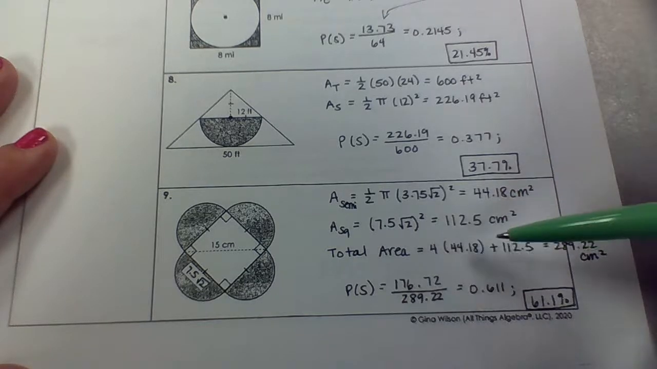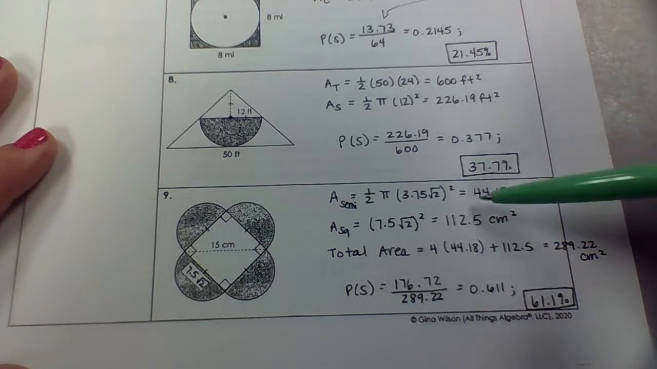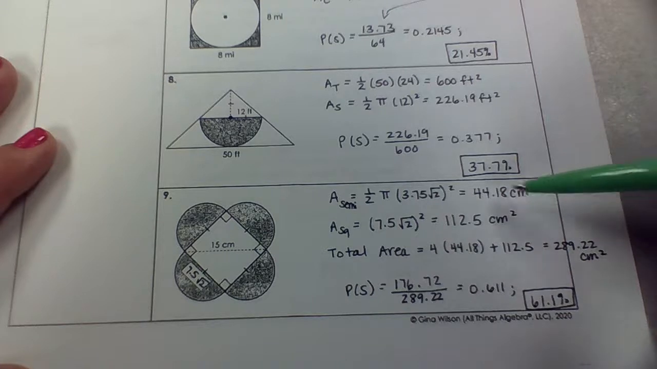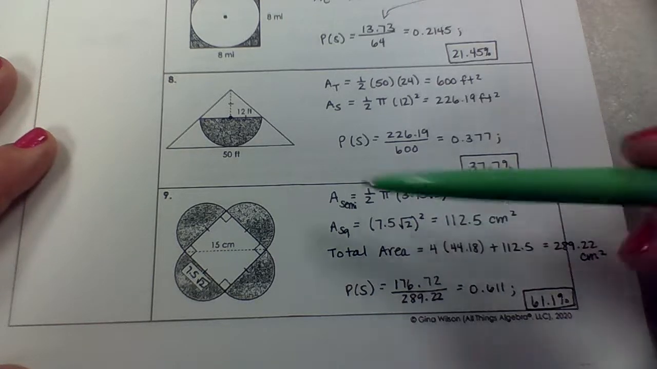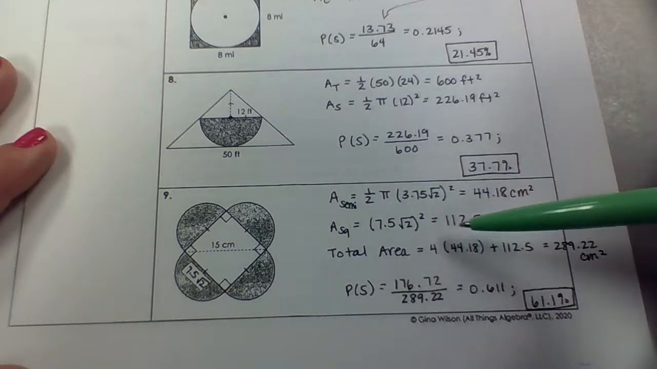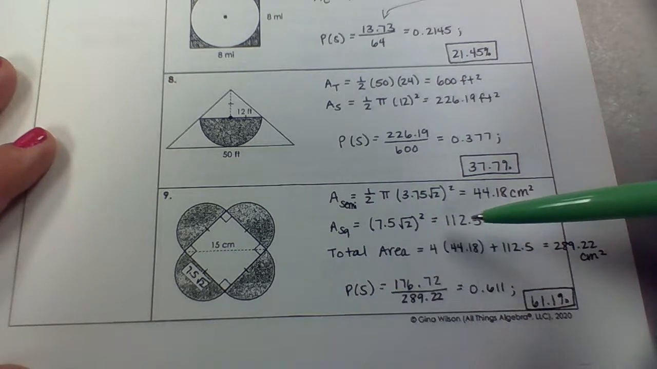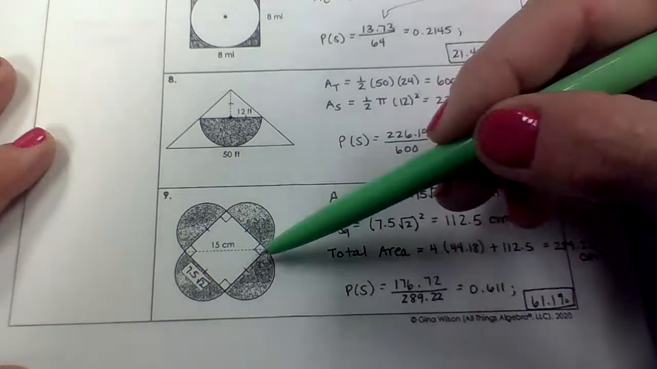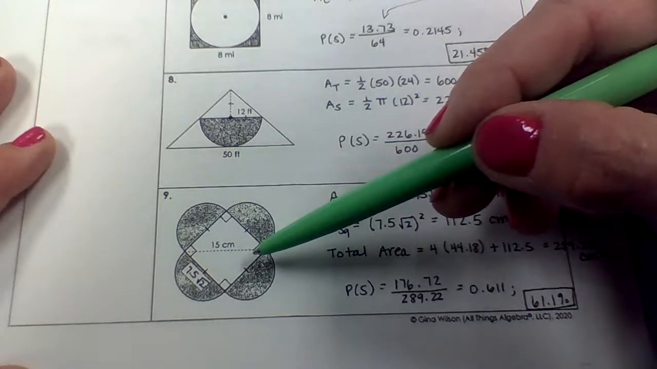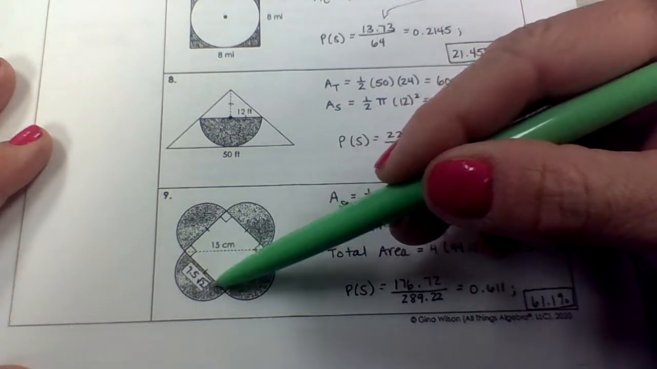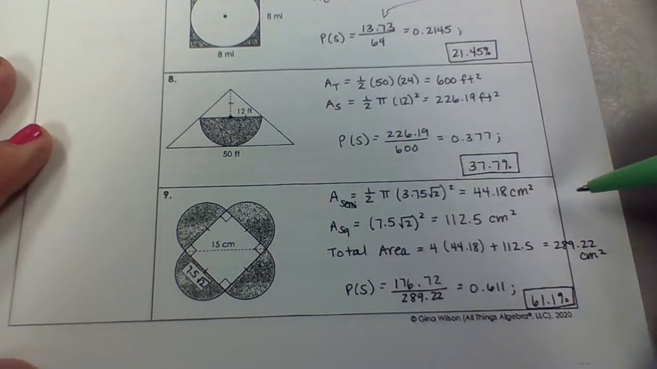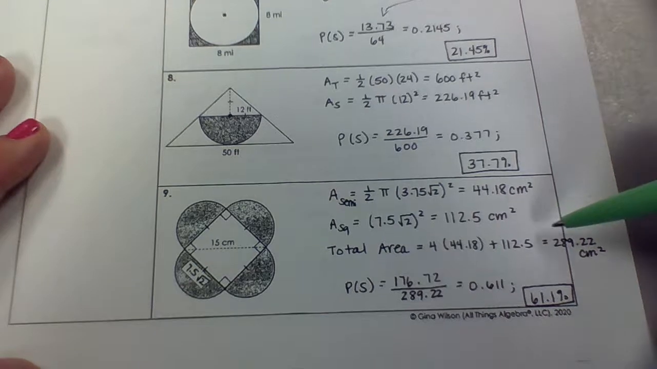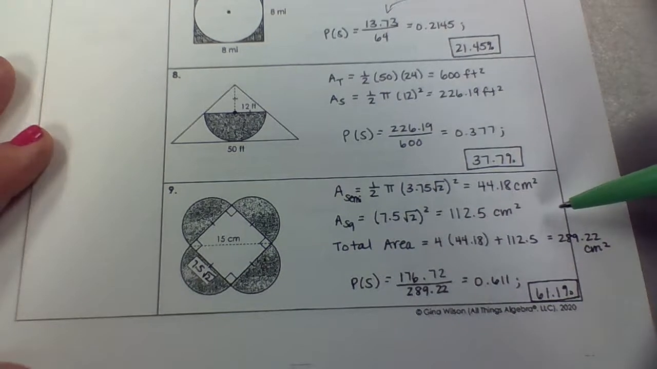4 semicircles, right? So I have 44.18, but I have 4 of them. Okay. And I also have the area of the square. So don't use 15. It's not 15. It's a 45, 45, 90. So I would do 7.5 radical 2 right here. Okay. I use 45, 45, 90. If you want to, you could use Pythagorean theorem. It's just they're both the same.